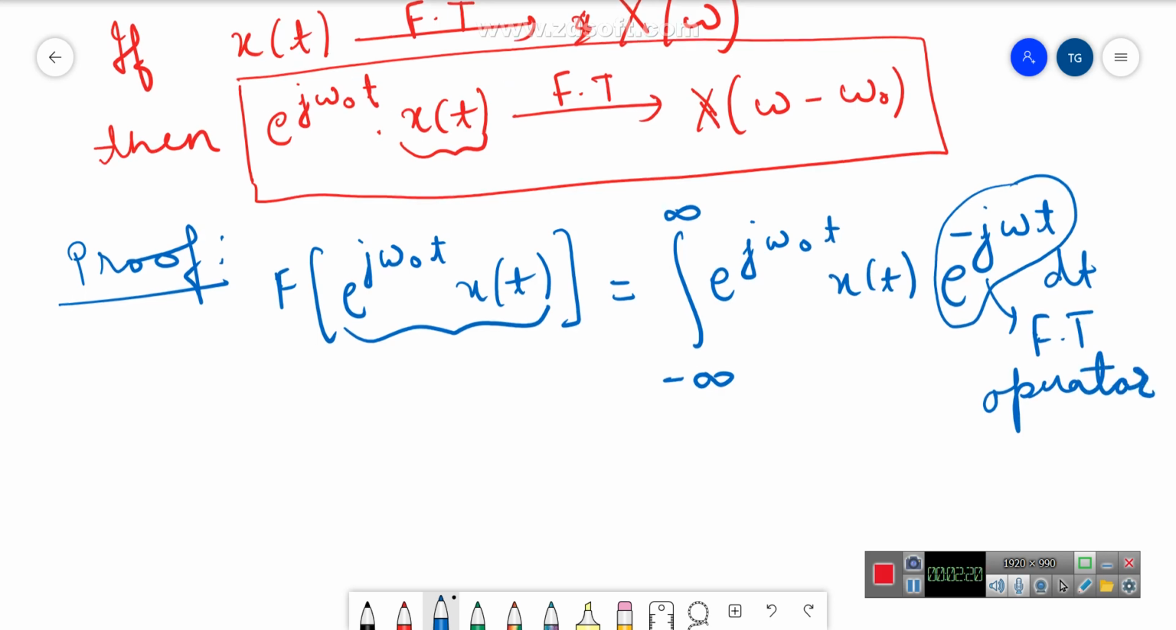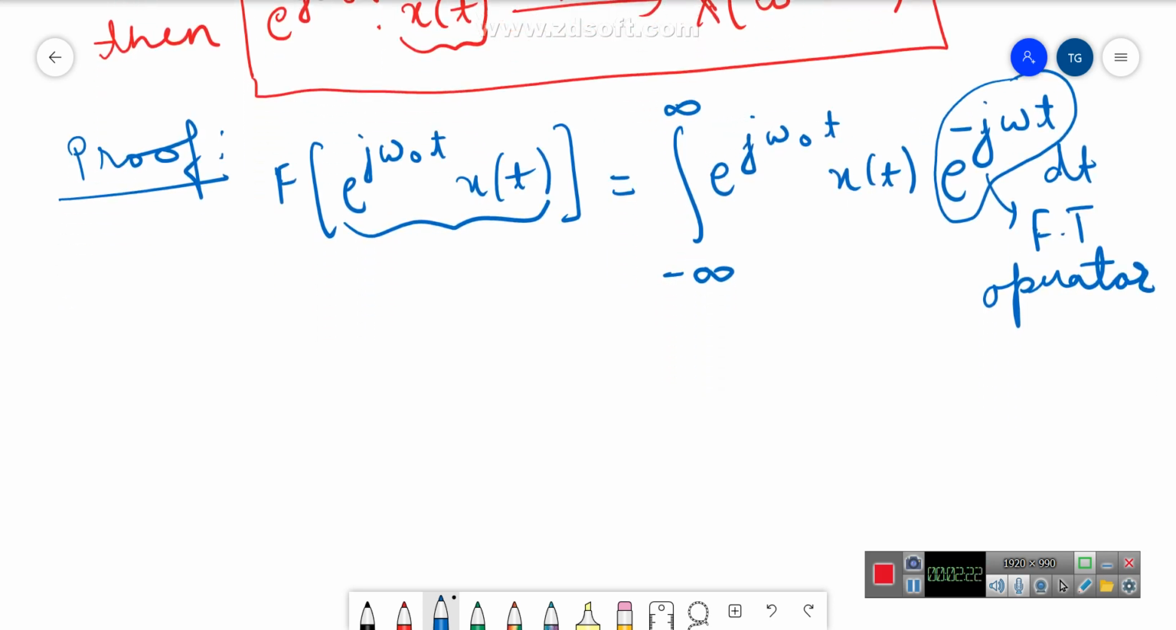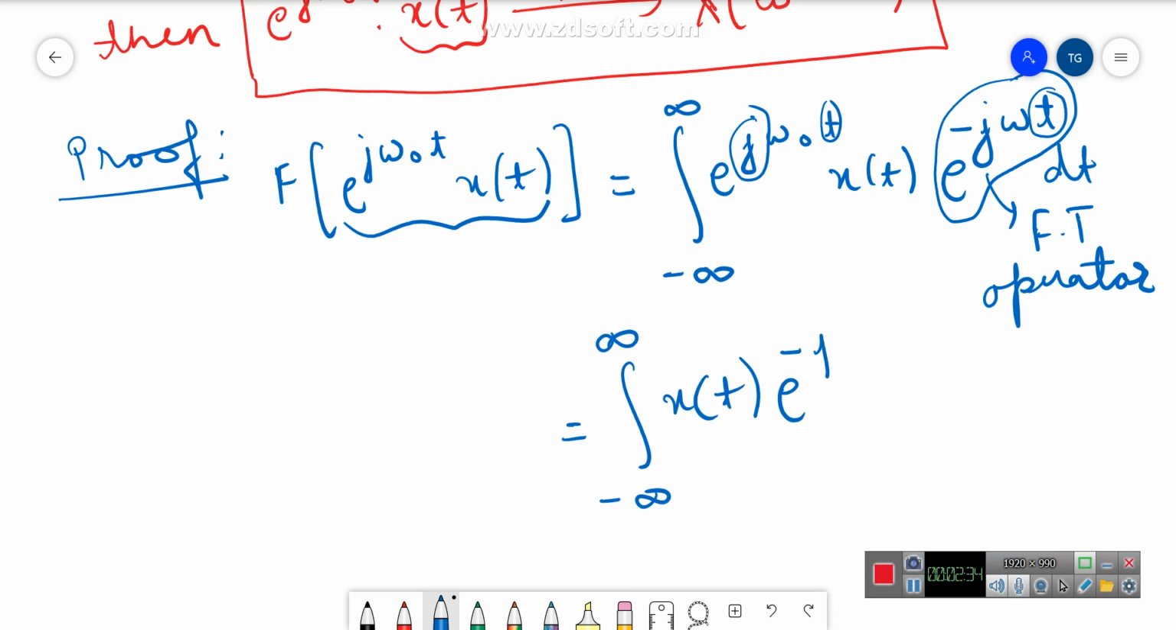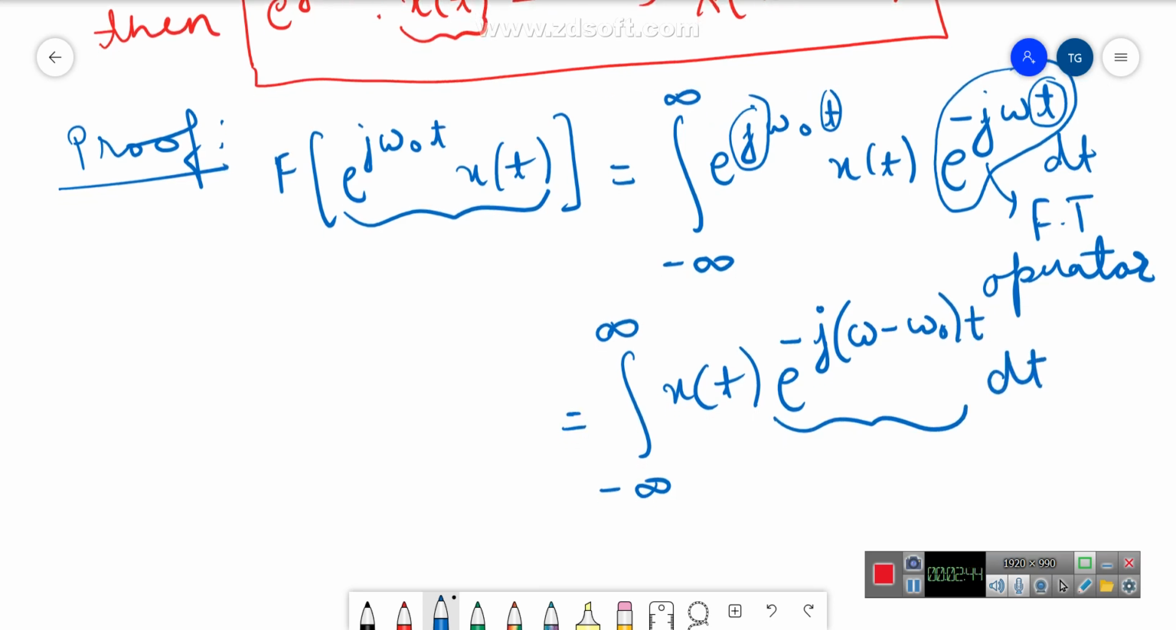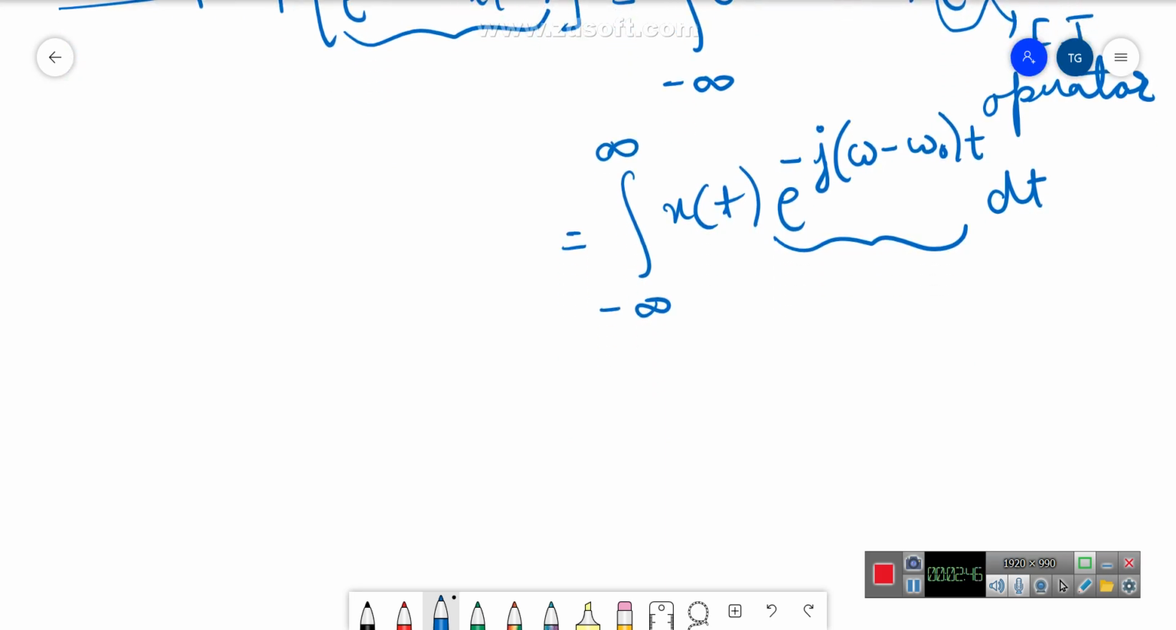Now we can see from these two terms that j and t are both common. So these two terms can be written as x of t, e to the power minus j taken common, omega minus omega naught into t, dt. So we can write this in this fashion, these two terms clubbed together.